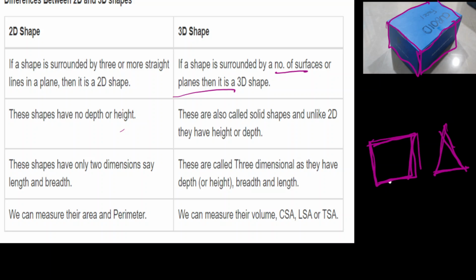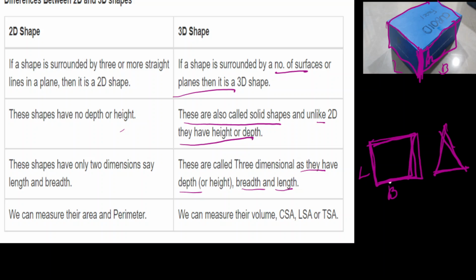Coming to the two-dimensional figures, these figures don't have any height, but they have two dimensions called length and breadth. Whereas coming to the three-dimensional shapes, unlike 2D, they have height or depth. Here, in addition to length and breadth, this three-dimensional figure has one more dimension added called height. This is called the height of the three-dimensional figure. These shapes have only two dimensions, length and breadth. These are called three-dimensional as they have depth, breadth and length.